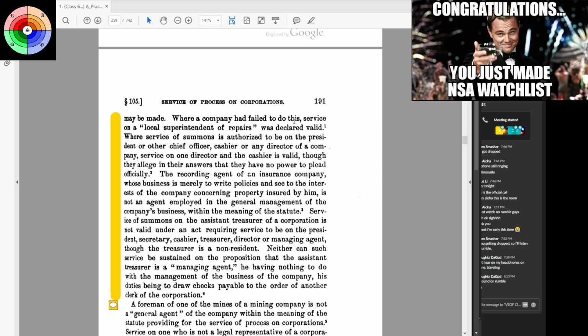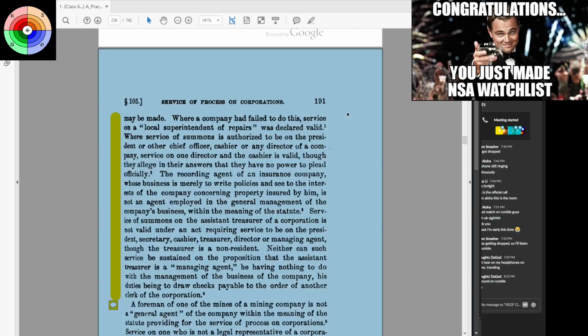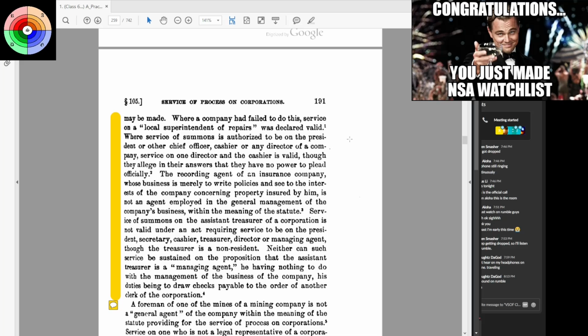Now, what had it failed to do? Make sure that there was an actual registered agent. Where service of summons is authorized to be on the president or other chief officer, cashier, or any director of a company, service on one director and the cashier is valid, though they allege in their answers that they have no power to plead officially, which doesn't matter. If it says what it says in the statute, that's who you can serve as far as the due process rules of civil procedure for, say, California. Then that's fine. Serve it on them and get out of there.